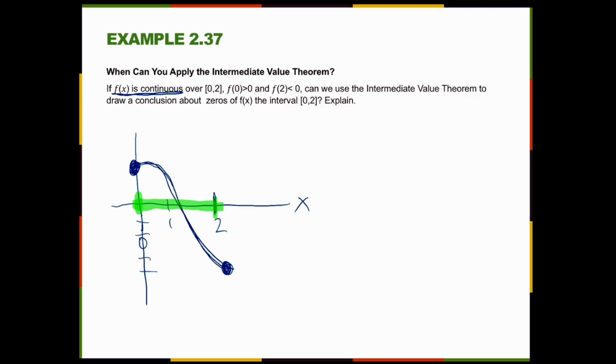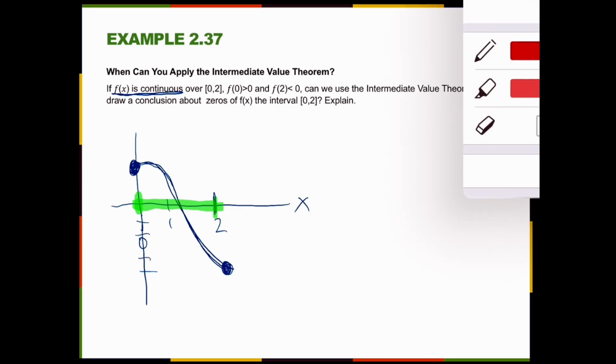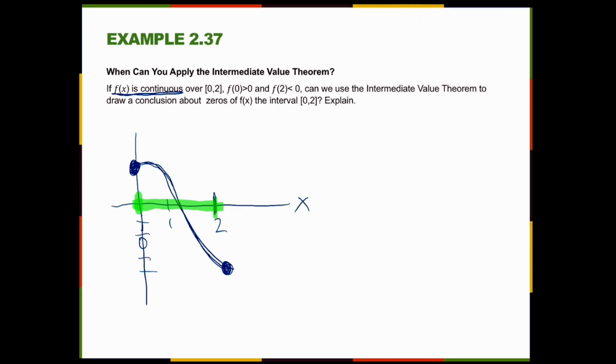Now, because the function is continuous on the interval from 0 to 2, we know that there are no holes, no gaps, jumps, asymptotes, no kind of skips at all. Okay, so if I draw a value from a positive number, we don't know what the positive number is, but we just know it's above the x-axis. So from the positive number down to the negative number, it absolutely has to cross over the x-axis because there's no skips or jumps or anything like that.